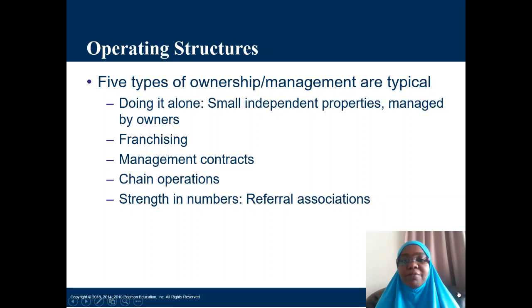Operating structures. There are 5 types of ownership or management that are typical to hotels or lodging accommodations. These are the major ones in terms of the structure, how the hotels operate. We're talking about their operating structures. The first one is the do-it-alone, which are small independent properties. They are managed by their owners, just like a one-man business. It's only a single person that owns the property, and it is independent, and the same person is the manager of the hotel or the lodging facility.